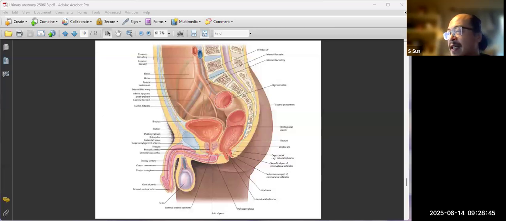Here again, we can see the external urethral sphincter in the male. It's also right here, external urethral sphincter right here. So you relax, then urine will go from the bladder. Here is the prostate. For some aging males, when the prostate swells, it obstructs the urethral passage, and it makes urination much more difficult.